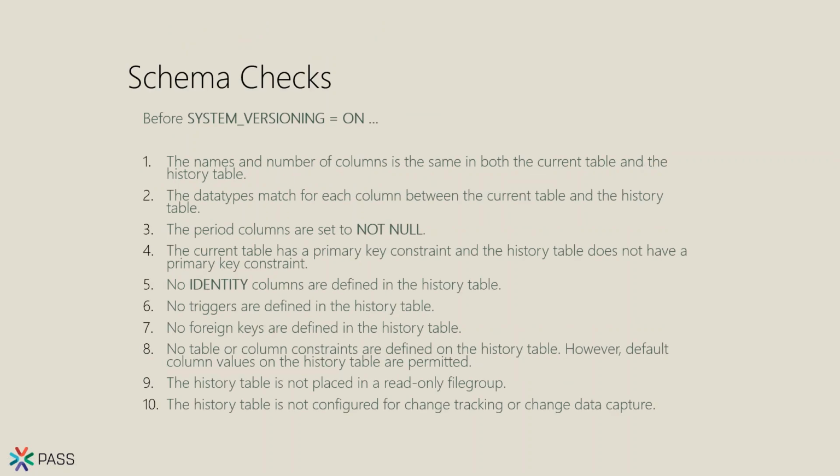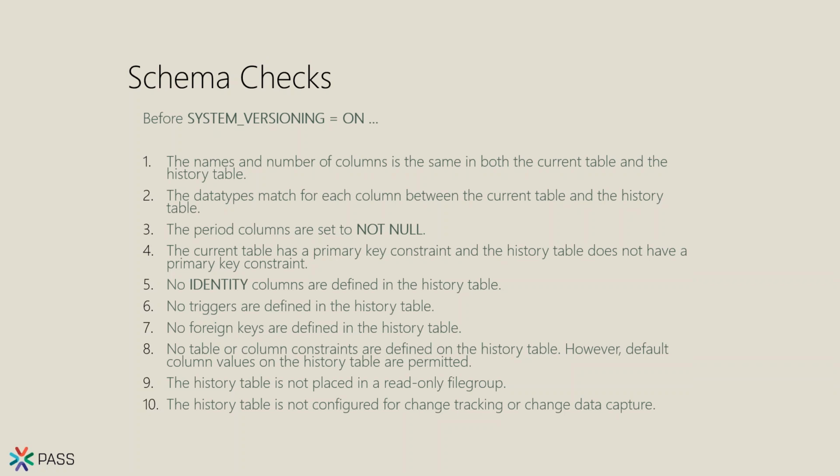So when I set my system versioning equal to on, this is a list of the things that happen. Basically, when I set system versioning to off, they're treated as two separate tables. When I set it back to on, it goes through a checklist to make sure that everything is still kosher and will work together. So it looks to see that the names and the number of columns are the same in both the current and the historical table. The data types match. The nullability of the columns, specifically the period columns, are set to not null. All the other things that are listed there.